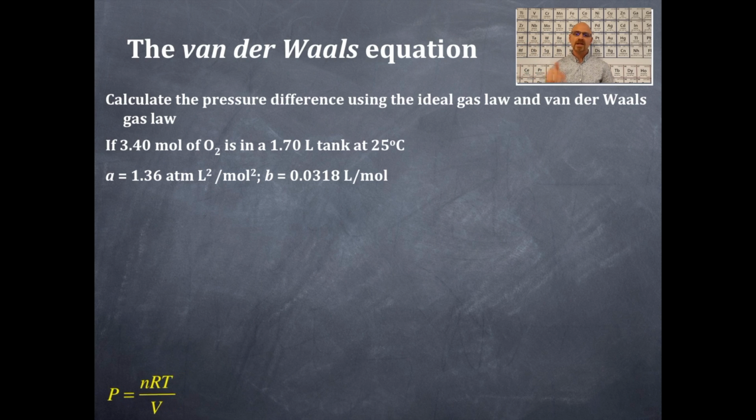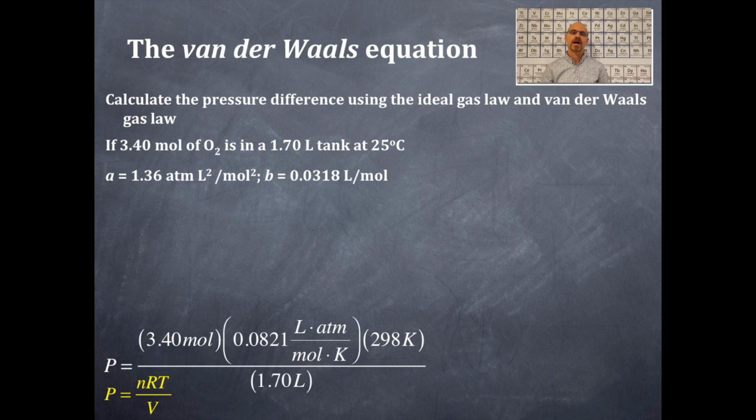So I'm solving the ideal gas law for pressure. That's P equals nRT over V, and I'm going to plug right into this. I've got my 3.40 moles of oxygen gas, I've got my gas constant, I've got my 298, that's the 25 degrees Celsius, and I've got my volume at 1.70 liters. I'm going to solve for this, and I'm going to get the pressure under ideal conditions at 48.9 atmospheres.